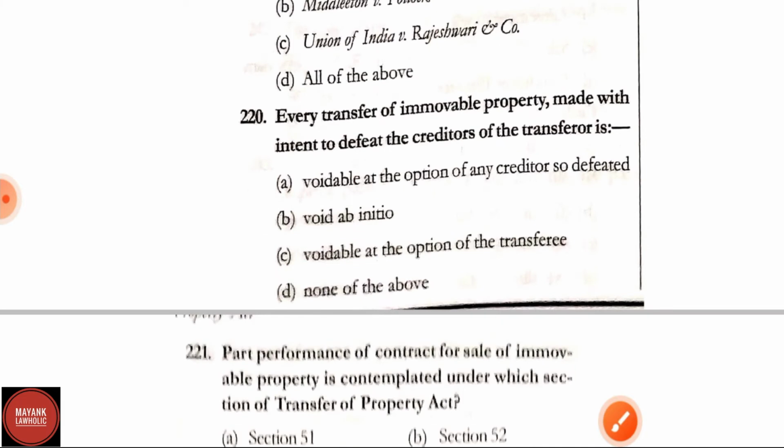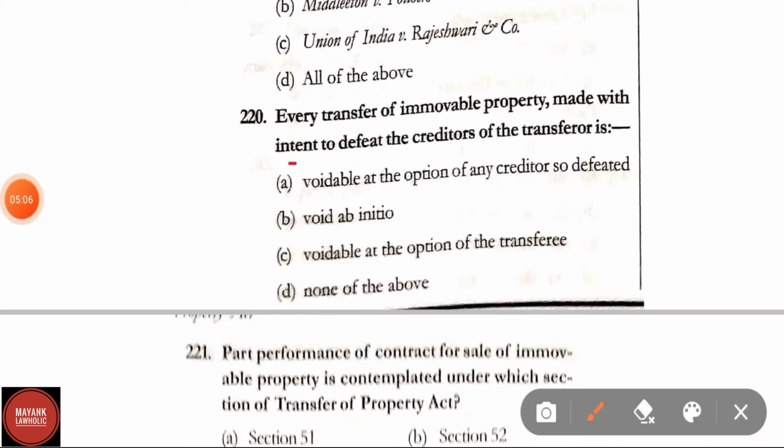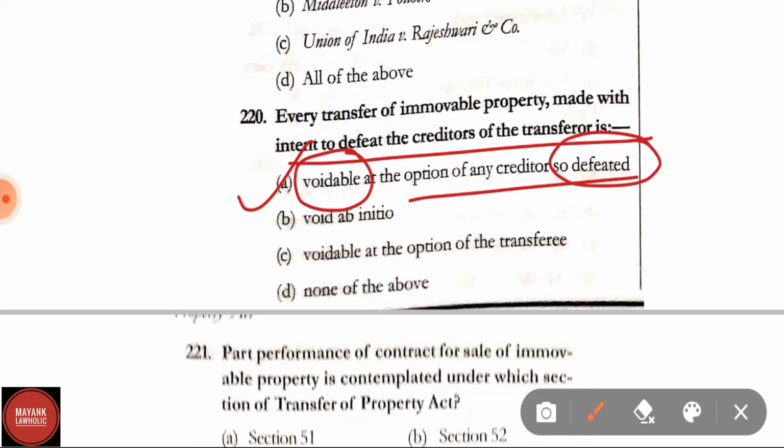Question number 220. Every transfer of immovable property made with intent to defeat the creditors of the transferor is voidable at the option of any creditor so defeated, void ab initio, voidable at the option of the transferee, none of the above. Here correct answer is option A, that is voidable at the option of any creditor so defeated.